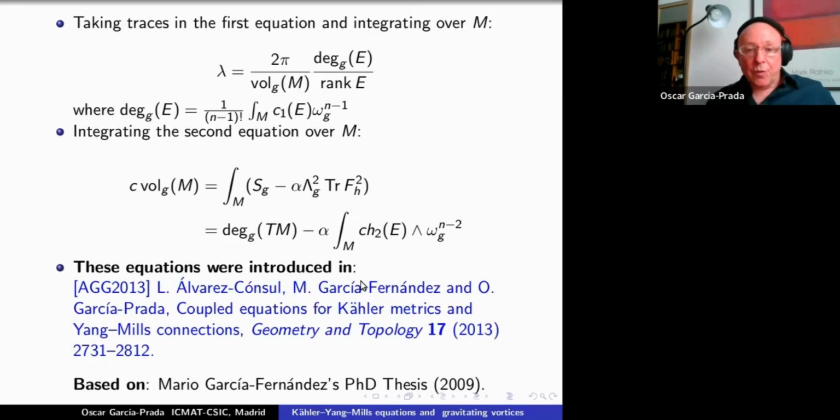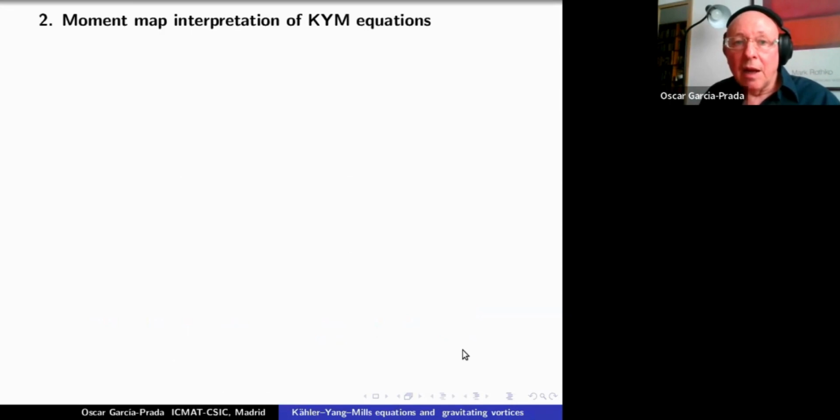These equations were introduced in a joint paper with Luis Alvarez Consul and Mario García Fernández, that resulted from the PhD thesis of Mario, which both Luis and I supervised, as you can see here, about 15 years ago.